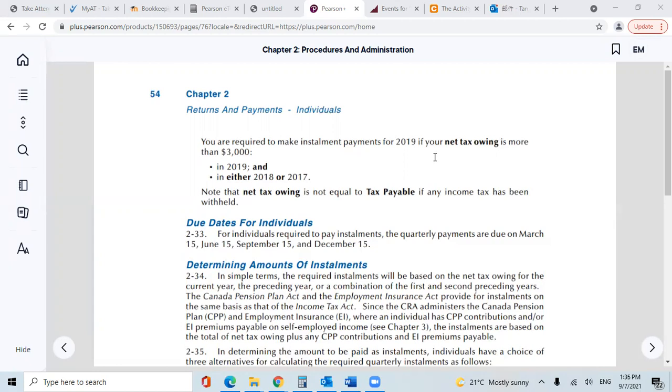So that will be your net pay, which means your provincial and federal taxes have already been withheld. At the end of the year, when you do your tax return, you need to calculate your net tax owing. You use your tax payable, deduct all the taxes withheld by your employer, which equals your net tax owing. Then you have to see if the tax owing in the current year or one of the preceding years is over $3,000. That is what it shows in the textbook. You're required to make installment payments if your net tax owing is more than $3,000 in the current year, 2019, or either 2018 or 2017. We don't go further back than 2017; it's always considered 3 years.